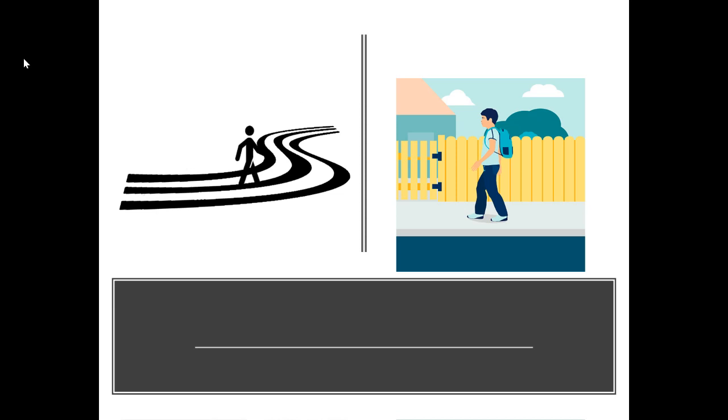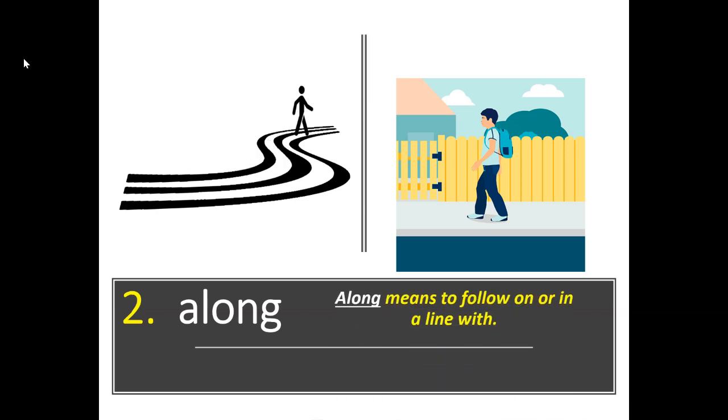Well, they both show along. One person is walking along a path, and another person is walking along a sidewalk. Along. So make sure you write along. Along means to follow on or in a line with. Along means to follow on, like walking on a path, or to follow in a line. So walking in a line, along.